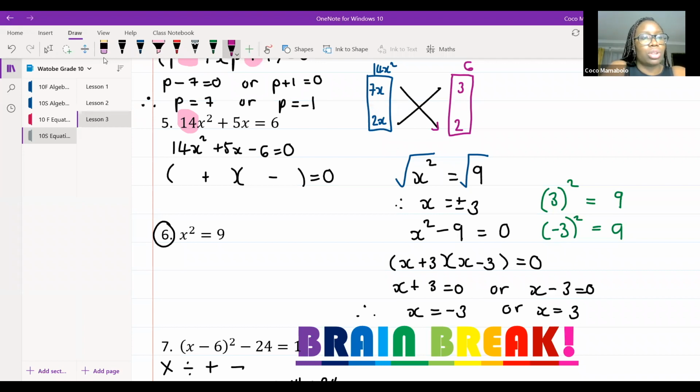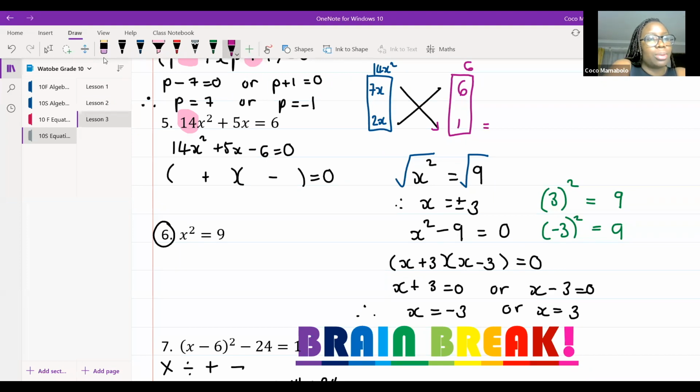7x times 2 is equal to 14x. And 2x times 3 is equal to 6x. There is no combination of these that is going to give me 5x. None of them are going to give me 5x. So maybe let's not use that. Maybe let's use 6 and 1. Let's see if 6 and 1 will give us something.